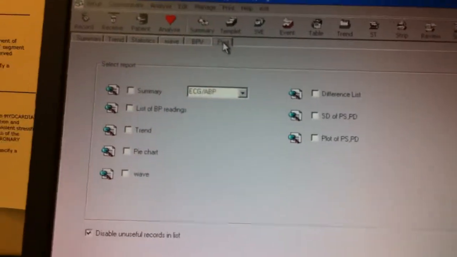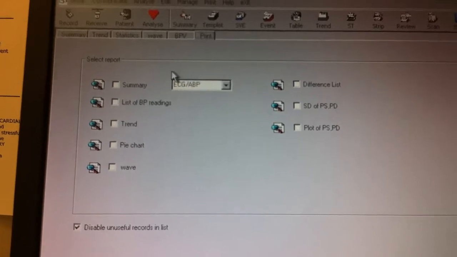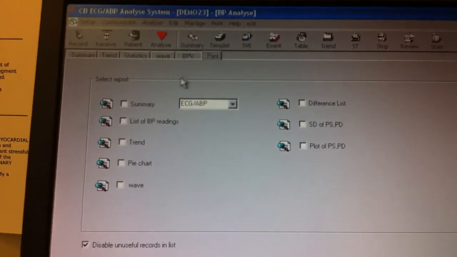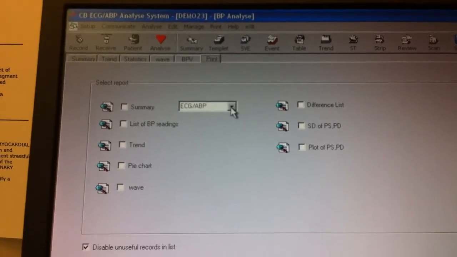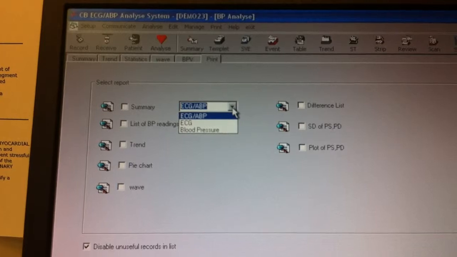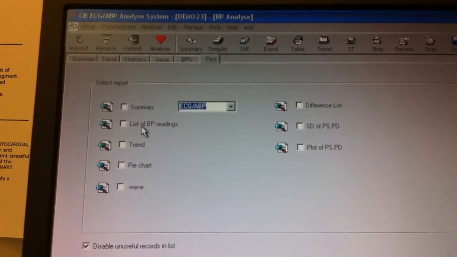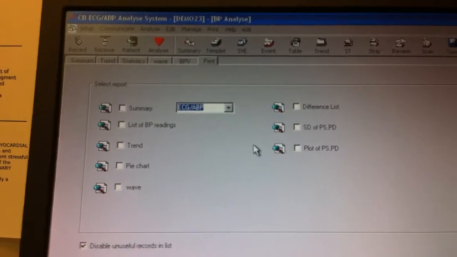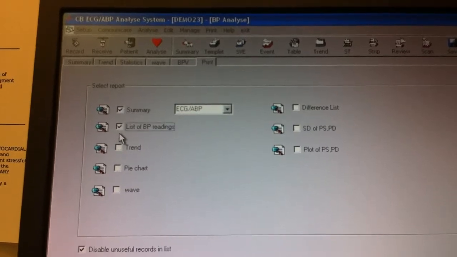Print functions, compared to the normal printing reports that you can print on the tab here, under the blood pressure section, we can also print out the summary, just blood pressure, just ECG, or both combined. Just a list of the blood pressure readings, the trends, the pie charts, waves. So all these reports are available. Simply select them.